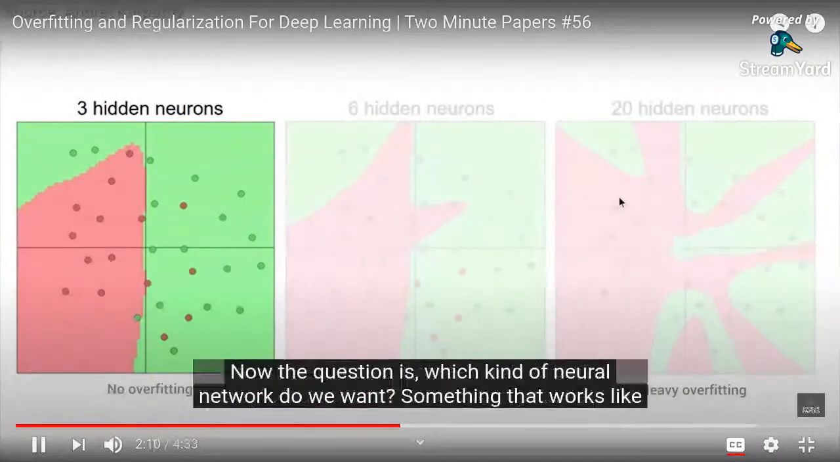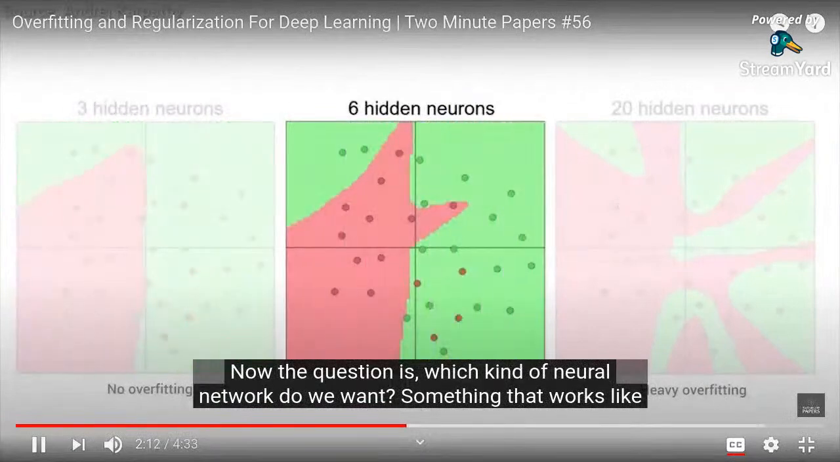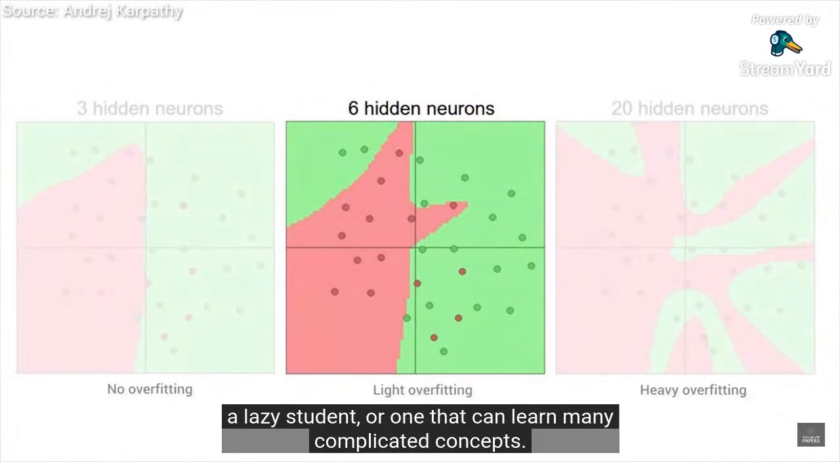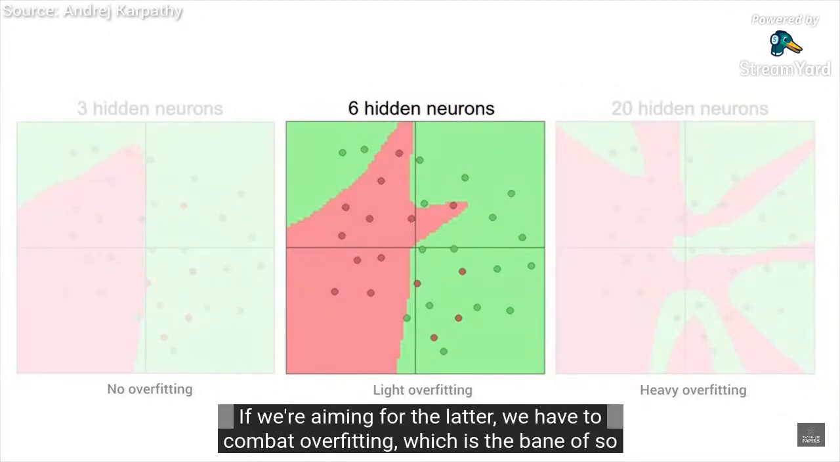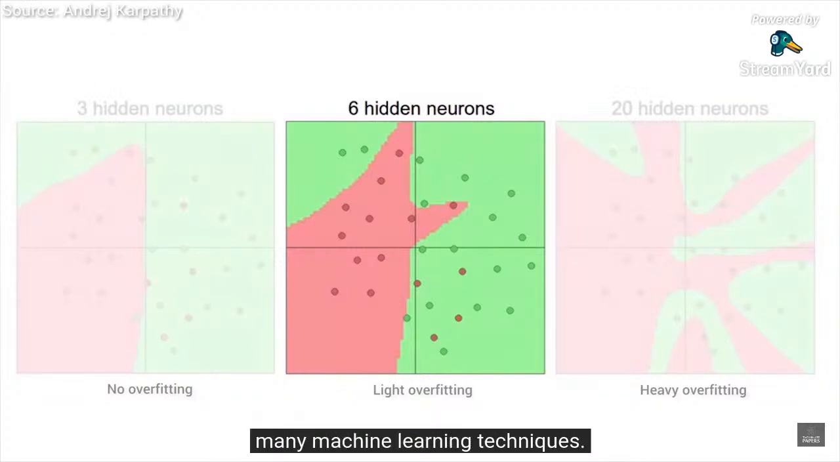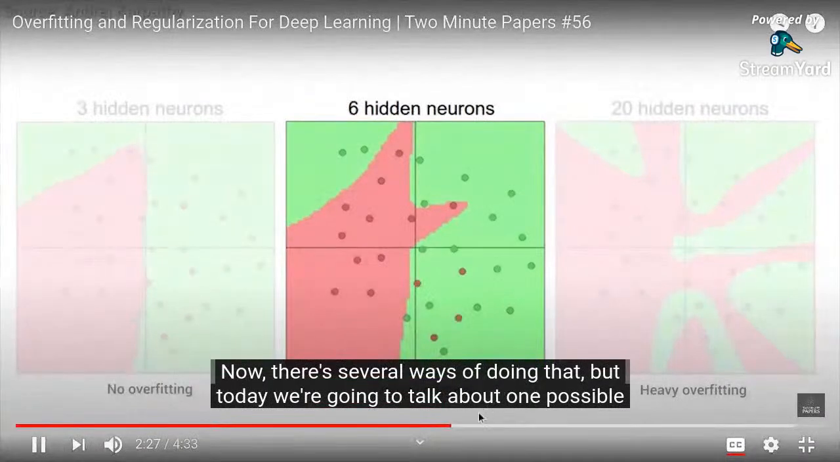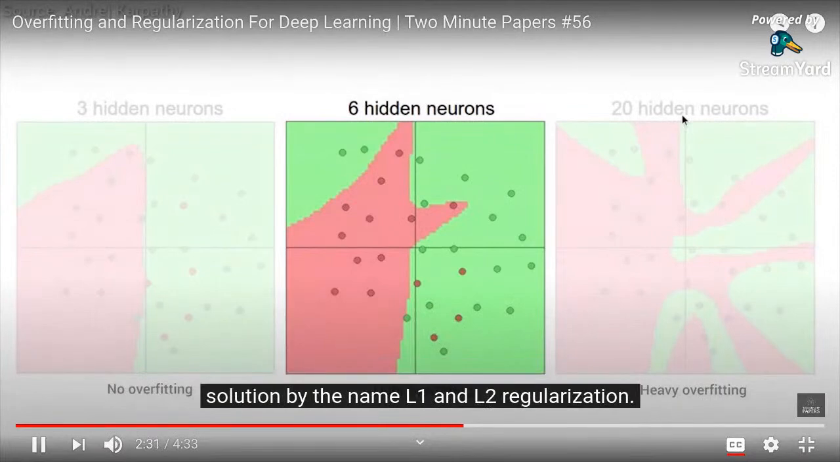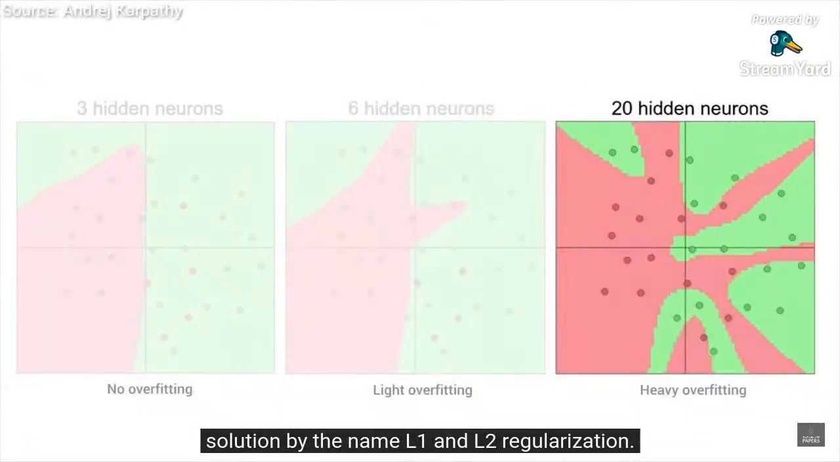Now the question is, which kind of neural network do we want? Something that works like a lazy student, or one that can learn many complicated concepts? If we are aiming for the latter, we have to combat overfitting, which is the bane of so many machine learning techniques. Now, there's several ways of doing that, but today we're going to talk about one possible solution by the name L1 and L2 regularization.